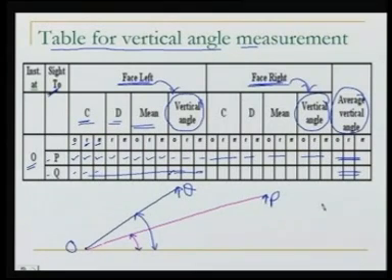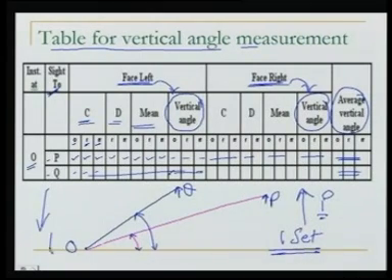So what we have done, what is recorded here, is for any object P only one set of observation. We can repeat this multiple times depending on how accurate we want to be in our observations. So this is how we observe the vertical angle.